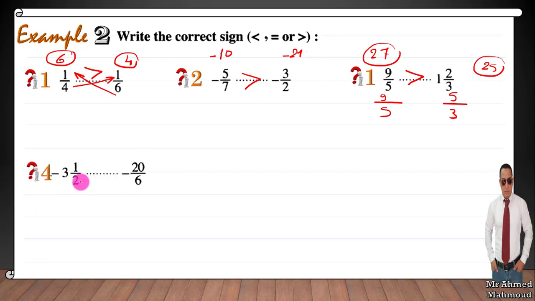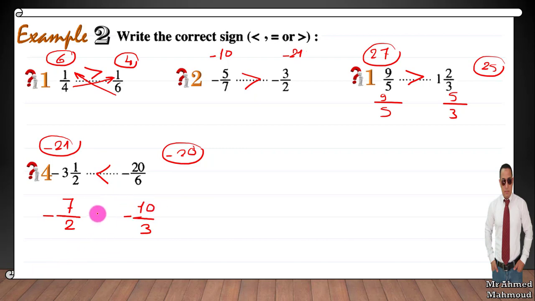Next, negative 3.5 and negative 20 over 6. Okay, negative 3.5 equals negative 7 over 2: 2 times 3, 6 plus 1, 7. And negative 20 over 6, in the simplest form, equals negative 10 over 3. Now the cross multiplication. 2 times negative 10 equals negative 20. 3 times negative 7 equals negative 21. Negative 20 is greater than negative 21. So this is the bigger one.